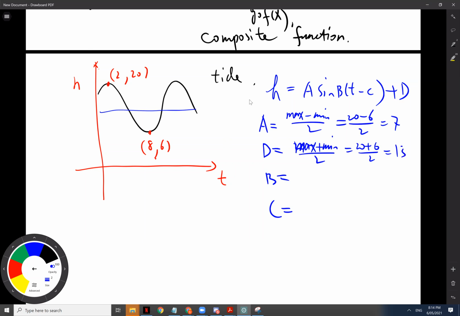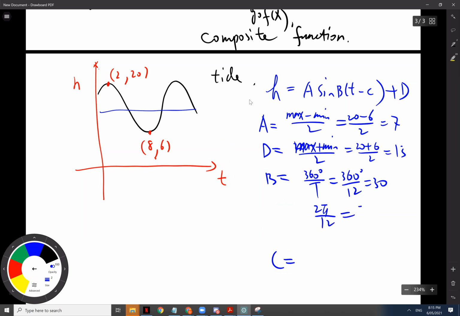B. Pardon? Oh yeah, if you use degrees, we use 360 divided by the period. The period is 12. So it's 30, not 15. Or if in radians, 2 pi over period. Very good, Jason.